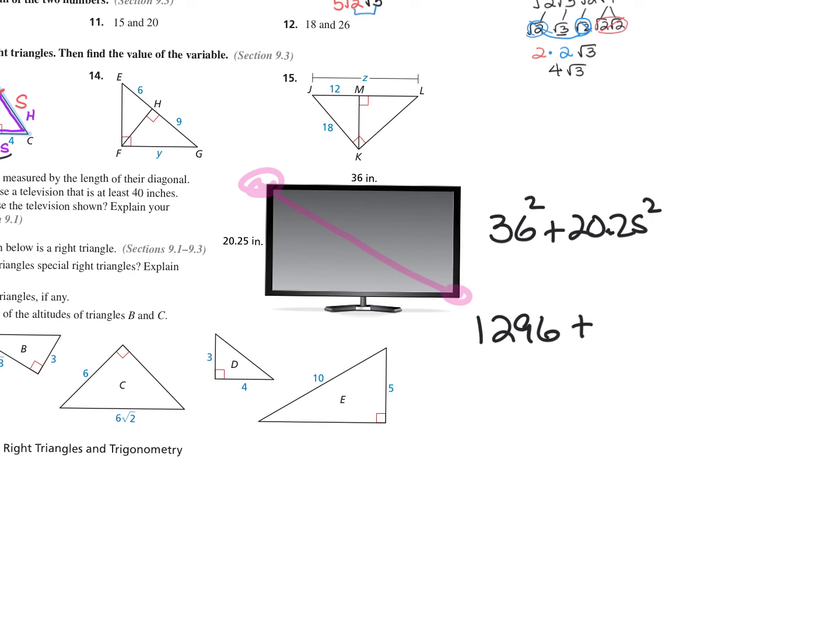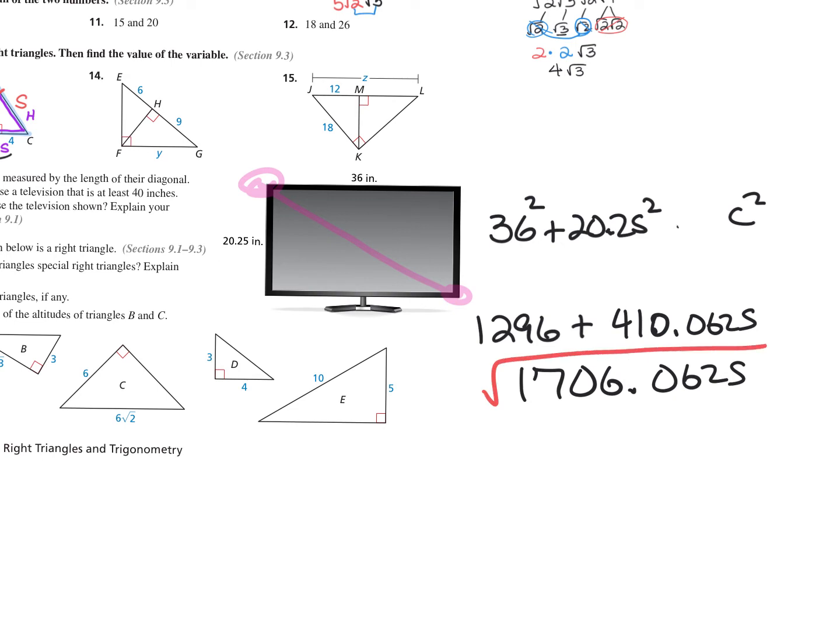When I do 20.25 squared, I'm going to get a long decimal here. I'm getting 410.0625. Basically, I'm trying to see if this is bigger. So what I'm trying to do is add these two together now: 1296 plus the 410.0625, and I get 1,706.0625. I need to square root that because basically what I'm looking for is the c squared.